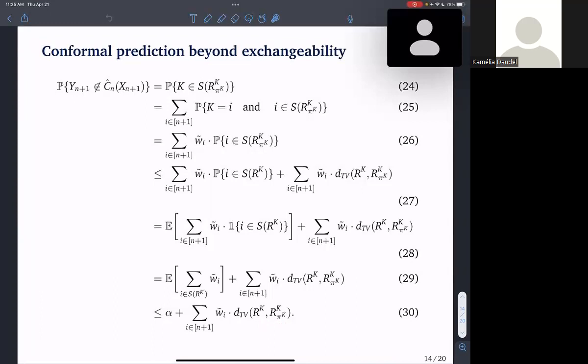But this is stronger. Is that for a fixed permutation set? We have the notation. So this is fixed in the sense that you are replacing it with a certain k, but your k is a random variable.